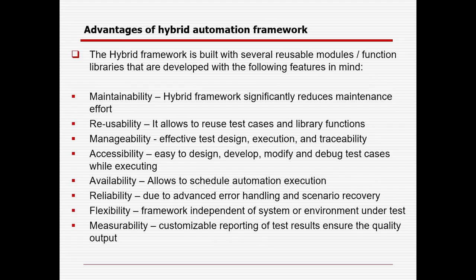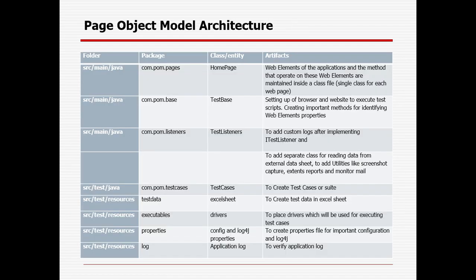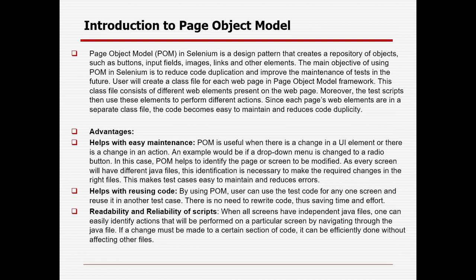So the next part I will try to cover is the page object model. I already covered the frameworks: the data driven framework, keyword and hybrid framework. Now I will give you the important concept of the page object model, which is nothing but POM. The page object model in Selenium is a design pattern that creates a repository of objects such as button, input fields, image, link, hyperlink and any other element. The main objective of using POM in Selenium is to reduce code duplication and improve the maintenance of tests in the future.